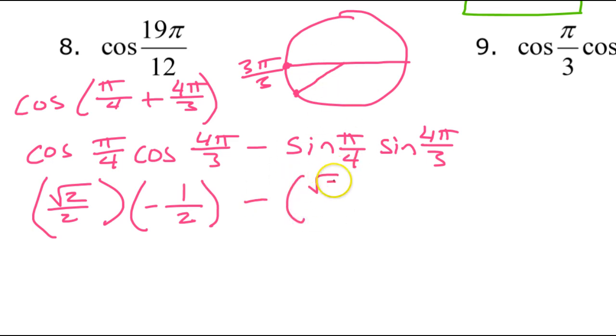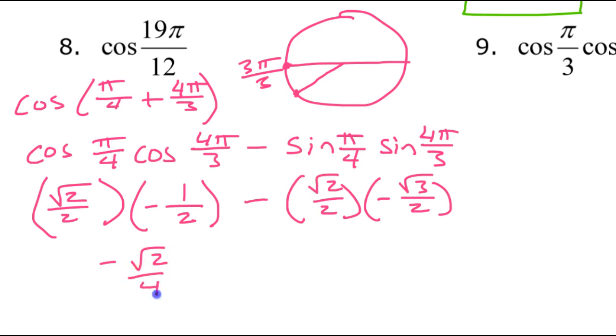Sine of pi over 4 is radical 2 over 2. And sine of 4 pi over 3, well, start with the sine of pi over 3, the reference angle. That's radical 3 over 2. The only question is, will it be positive or negative here in the third quadrant? Sine is also negative in the third quadrant because sine is a y value and this is down. So this is going to leave us with negative radical 2 over 4.